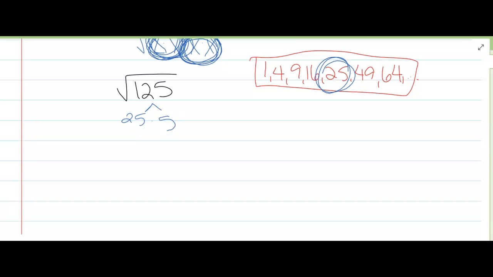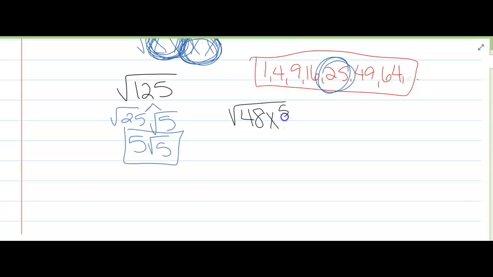Okay, now keep in mind when you do this, these numbers are still underneath the radical sign. But now what I can do is take the square root of 25 and I get 5. I can't take the square root of 5, so we're just going to leave it as the square root of 5. Okay, and then if I were to try the square root of 48 x to the fifth.